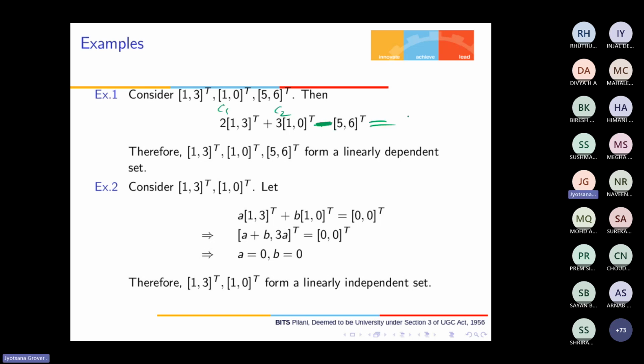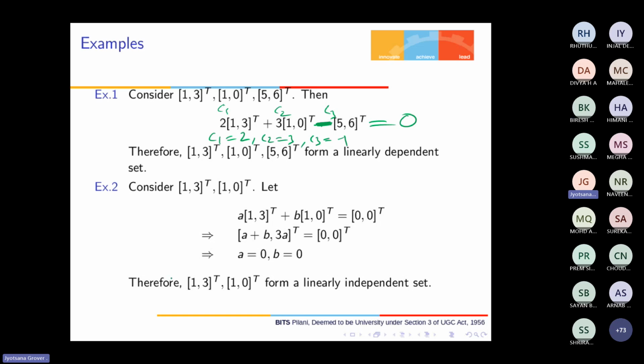Actually, it should be this. Is this okay? This just says that, okay, if you take C1 as 2, C2 as 3, and C3 as -1, so you've got at least one value of Ci which is non-zero. This is enough to show that, okay, this is a linearly dependent set. Is it okay now?